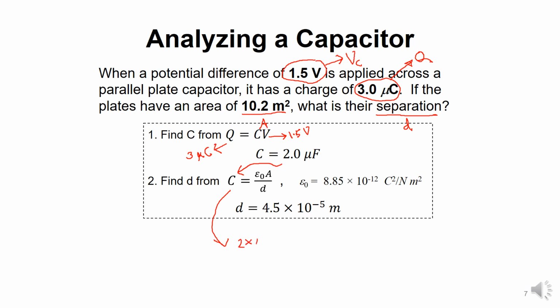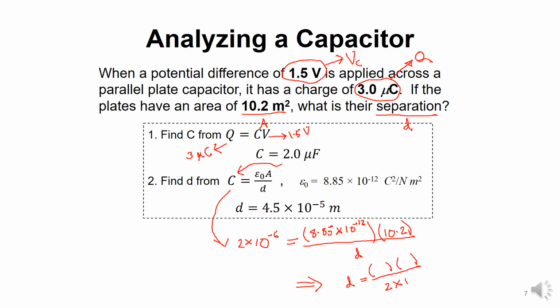Okay, let's just do it over here. So for the capacitor, you plug in a capacitance of 2 microfarads, and that's equal to epsilon 0, the constant number given, and an area of 10.2 meters square, divided by the separation D.